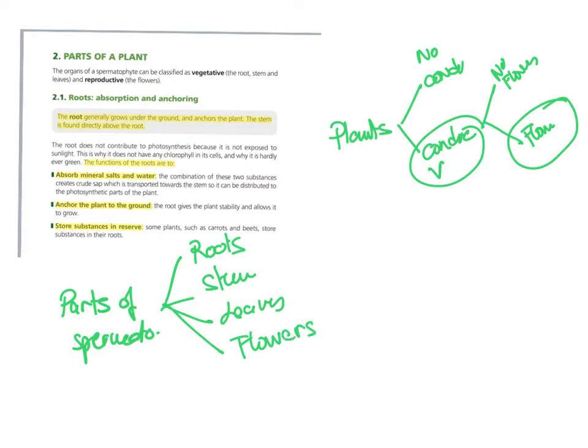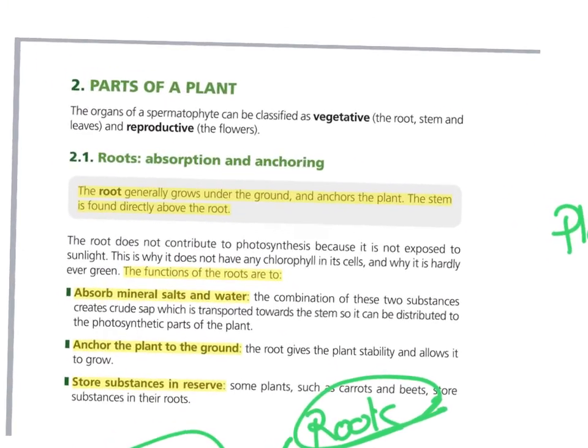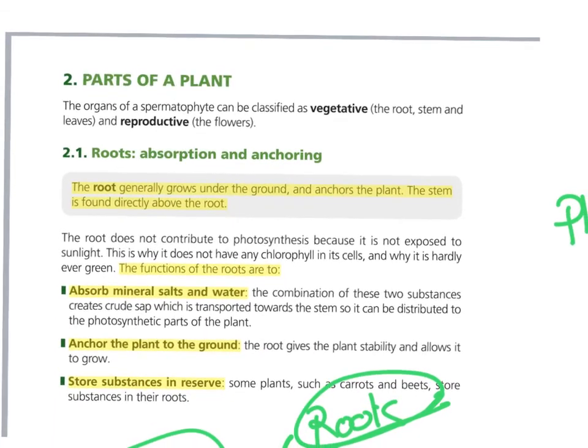So this is what we are going to do right now. Today we are going to study roots. Tomorrow we'll study stem, and for the following week we'll study these two last parts of the spermatophytes. So, got it? Let's start now studying the roots of the spermatophytes. Let's start. So, the organs of spermatophytes can be vegetative or reproductive.